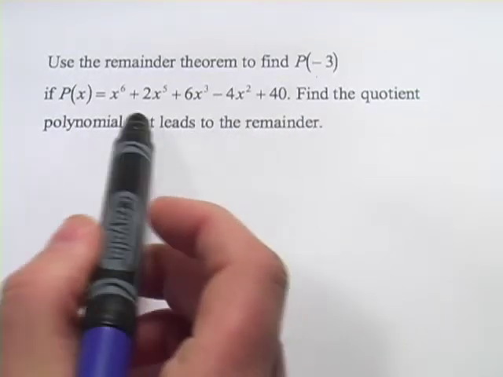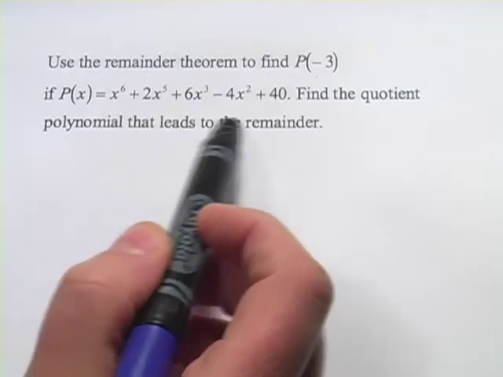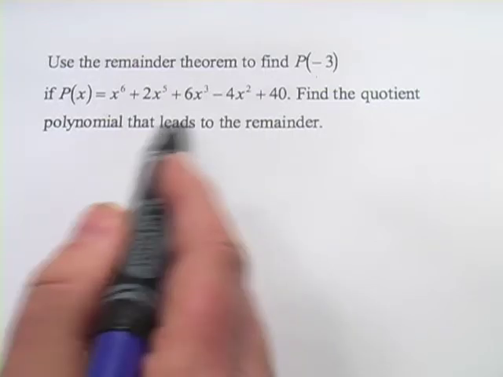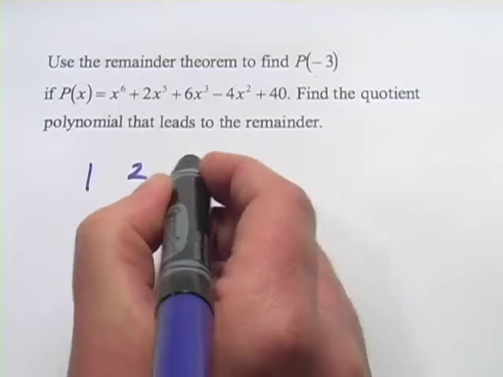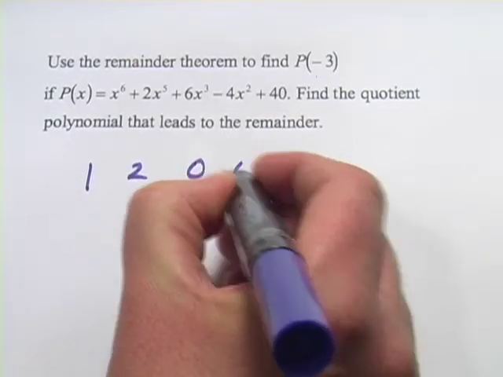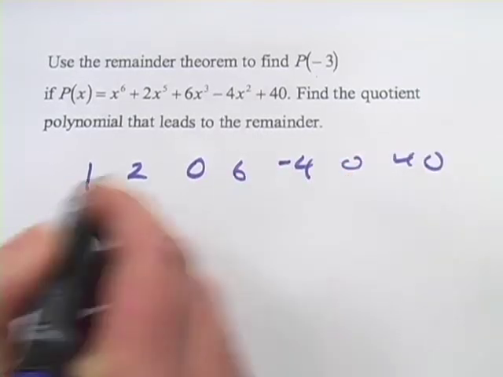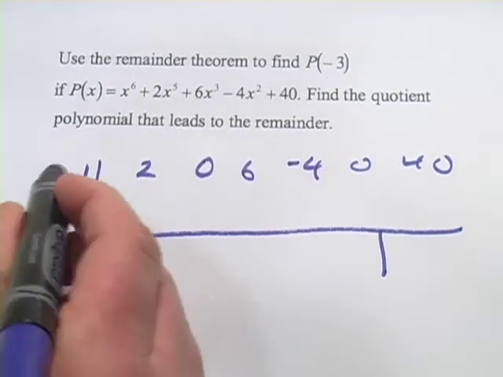And actually, before I set this up, the only thing you'll want to be careful of is we're missing an x to the 4th term, and we're missing an x term. So you want to put zeros in there when you set it up. You can't leave those spots blank. So let's write the coefficients here. We've got 1, 2, 0, 6, -4, 0, and 40. There's our remainder spot, and we're dividing by -3.